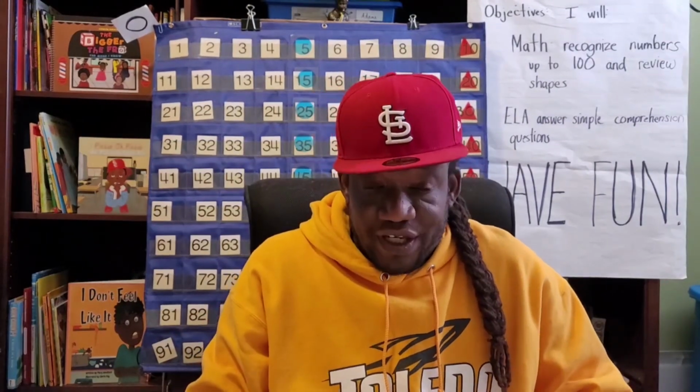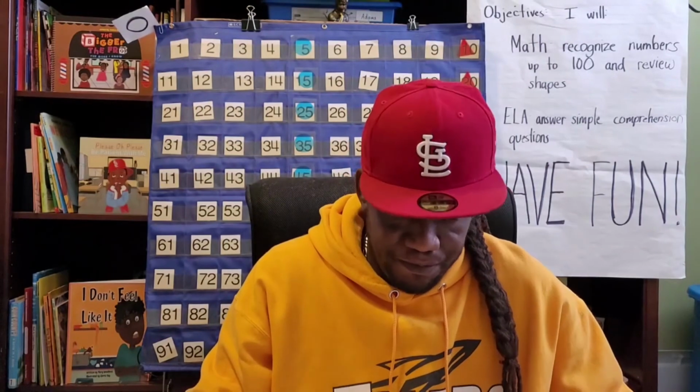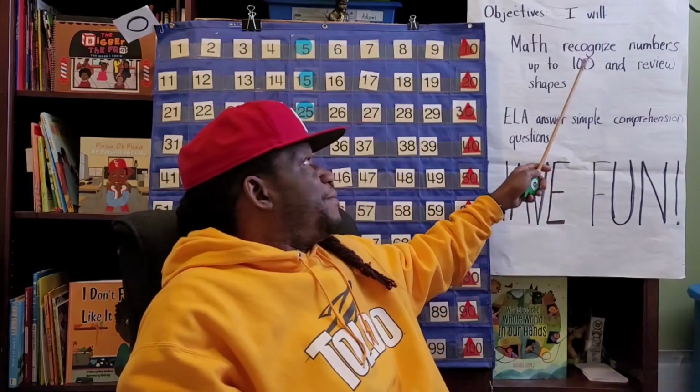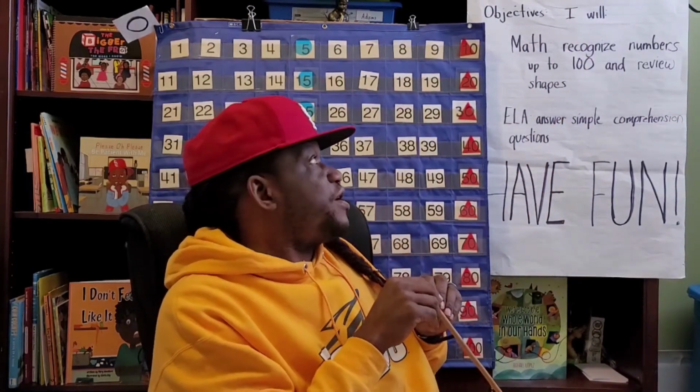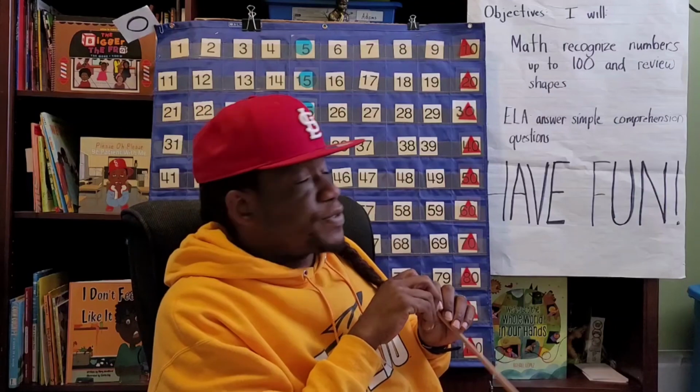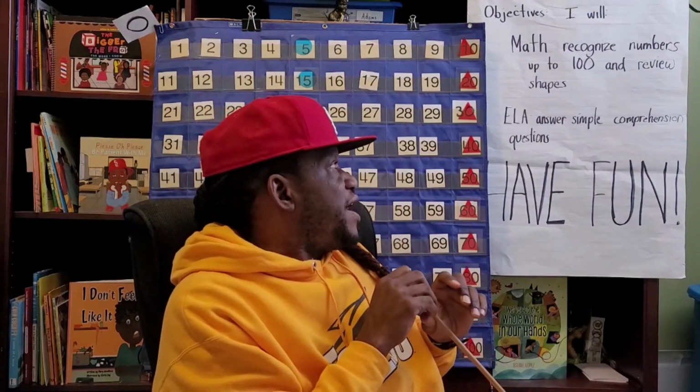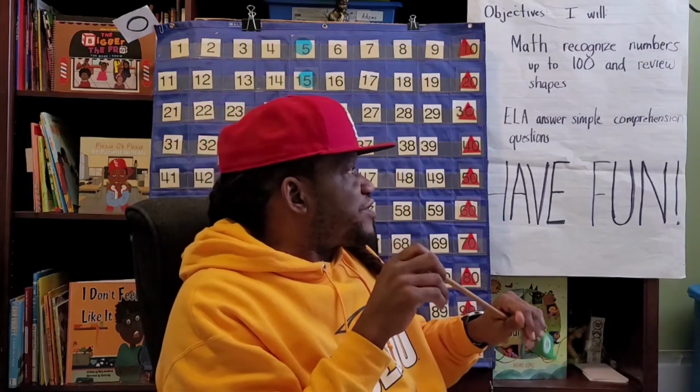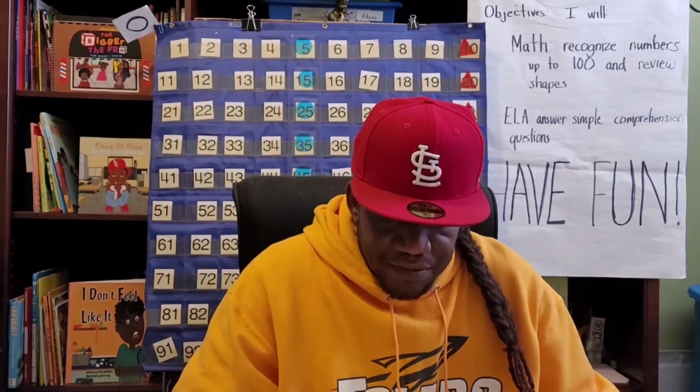So to get started, what we need to do is look at our objectives for today, and then after the objectives, we'll get started. So let's look at our objectives. In math, we're going to recognize numbers up to 100 and review some shapes, 3D and 2D shapes. And in ELA, we're going to answer simple comprehension questions, focusing on one of our illustrators. Focus on the illustrator that we read yesterday, and we'll talk more about that illustrator today. All right. So let's get started.